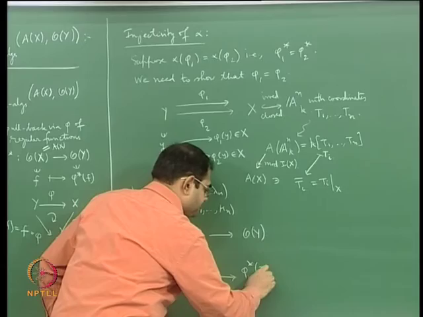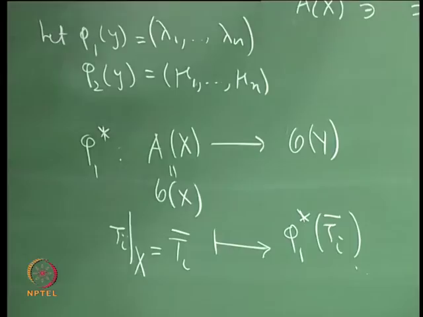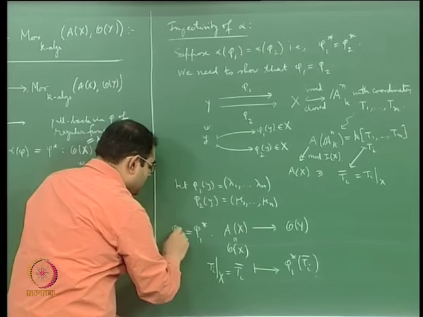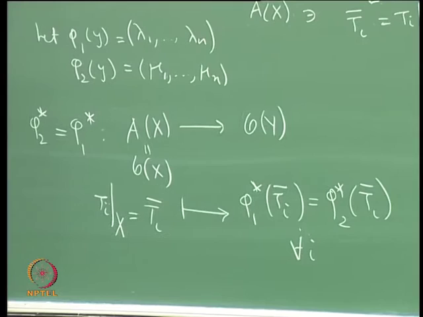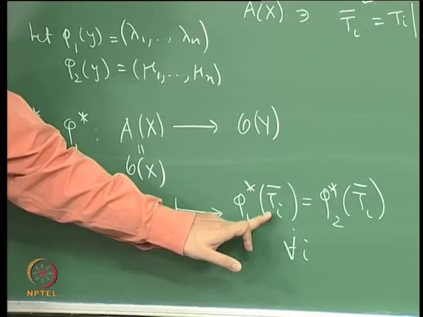Okay. And what is given to me is that phi 1 upper star is the same as phi 2 upper star. So what it means is that this is the same as phi 2 upper star of t_i bar for every i. This is what is given to me, okay. Now just think for a moment, what is the meaning of phi 1 upper star of t_i bar?